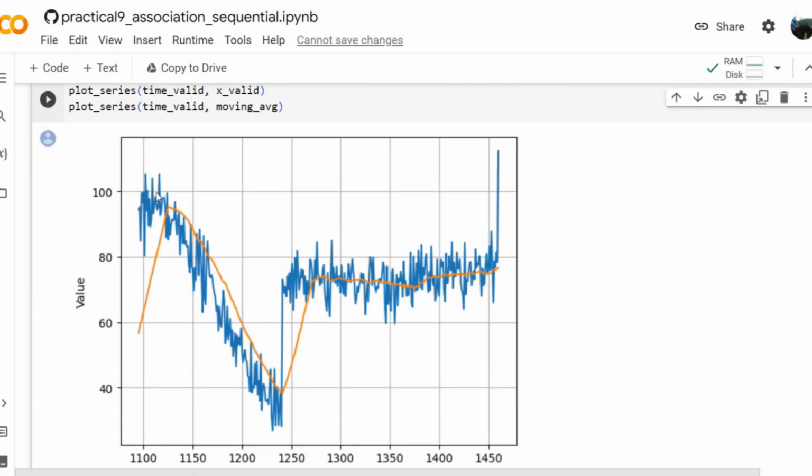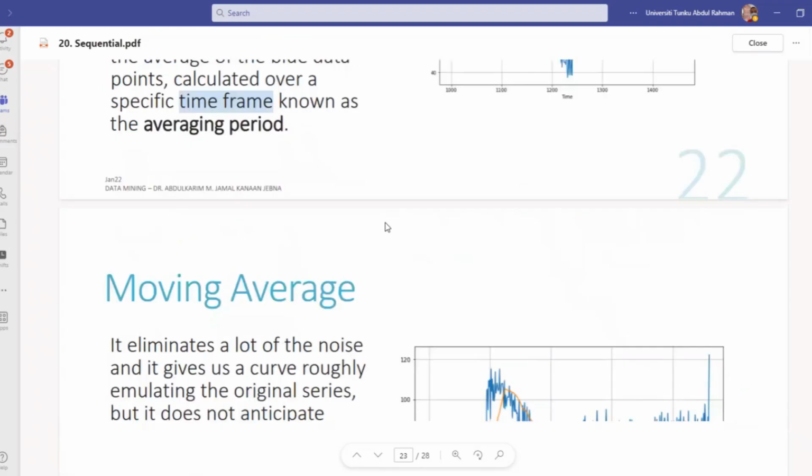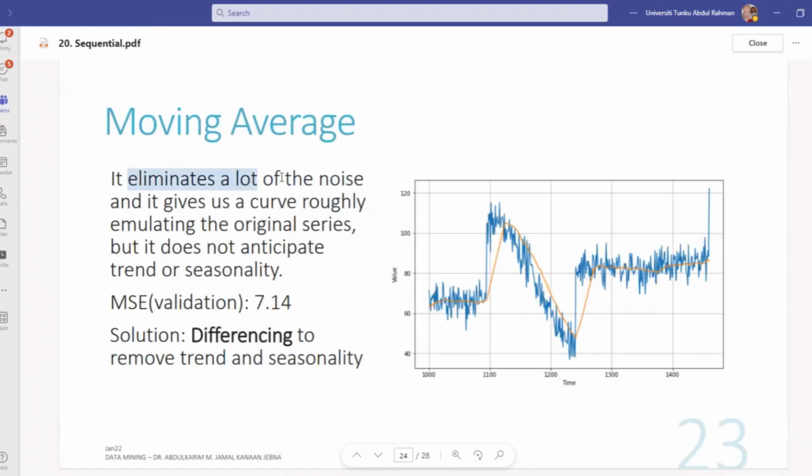Now, if you draw the validation set again with the moving average, what you can notice is that you get a smooth line, the orange one, which looks nice and smooth. Why? Because we have taken away the noise, the randomness inside the data. Instead, we got a smooth line. So it takes away a lot of the noise, not all, but gives us a curve roughly emulating the original values.